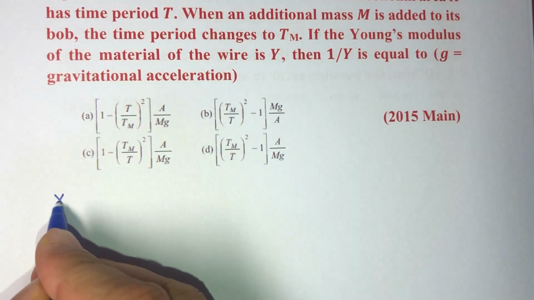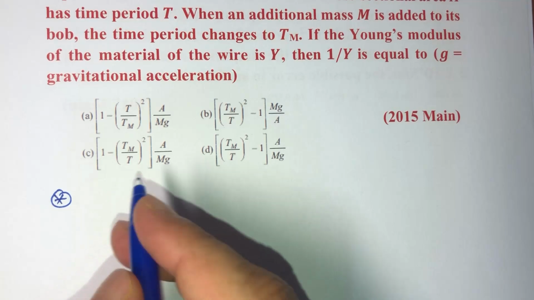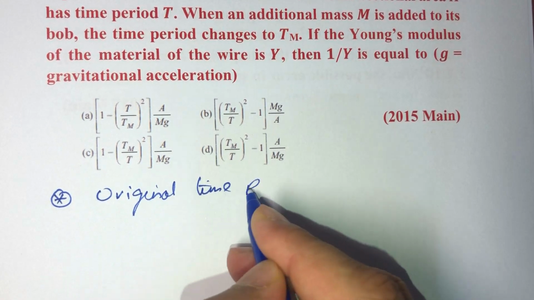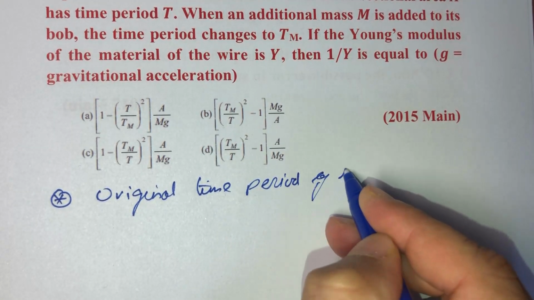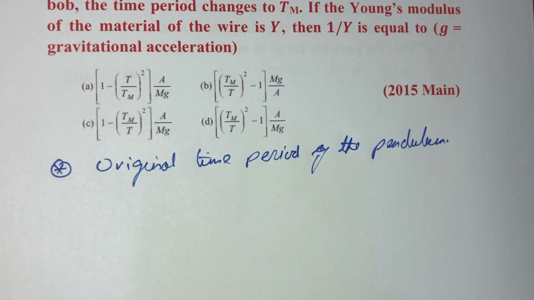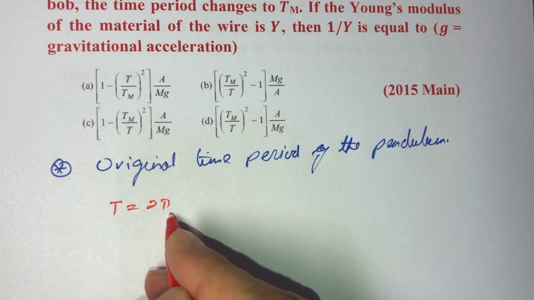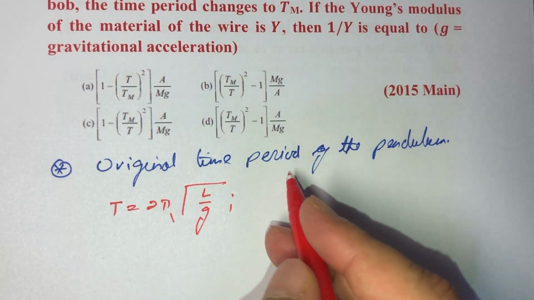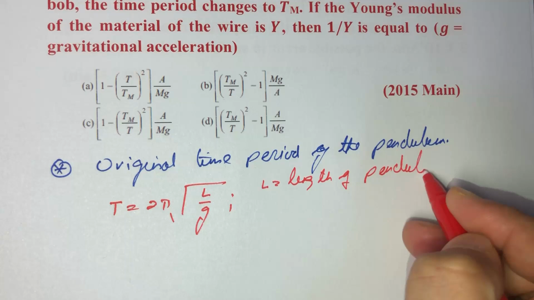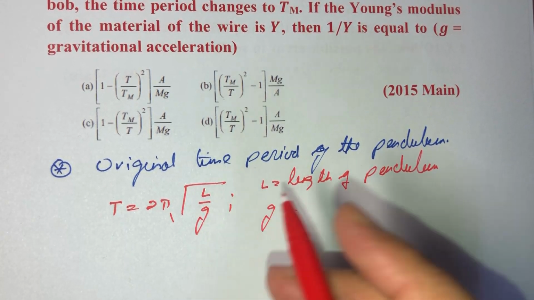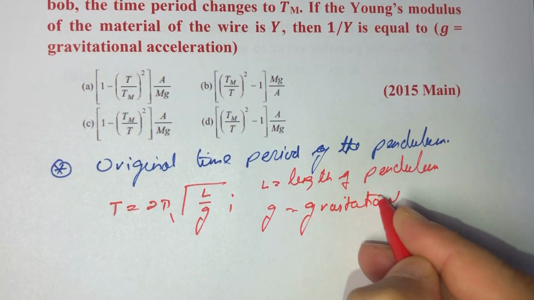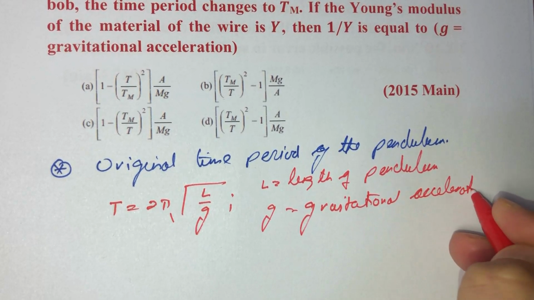So let us first of all write what is the original time period of the pendulum. It is given as T is equal to 2 pi square root of L upon g, where L is the length of the pendulum and g is the gravitational acceleration, or acceleration due to gravity.